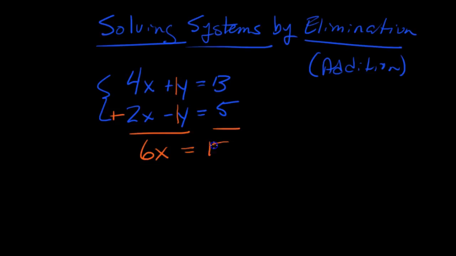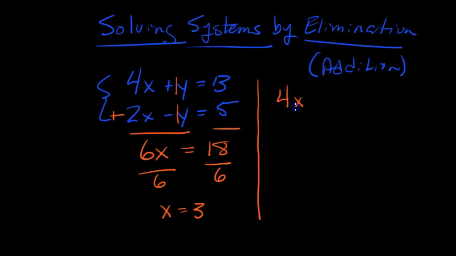And so what I'm left with is 6x equals 18, which is nice because now I can just solve for x by doing division. And I get x is equal to 3. So I know what x is equal to pretty quickly. What I need to do now is take one of the original equations, and I'm going to use the top one, but it doesn't matter which one you choose.